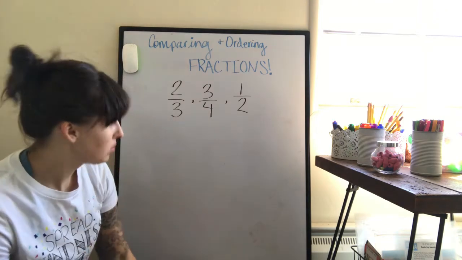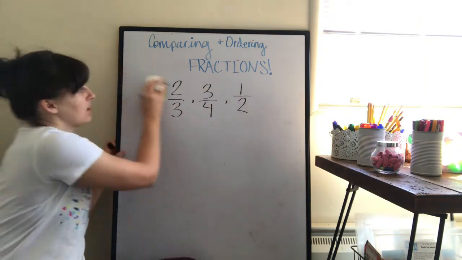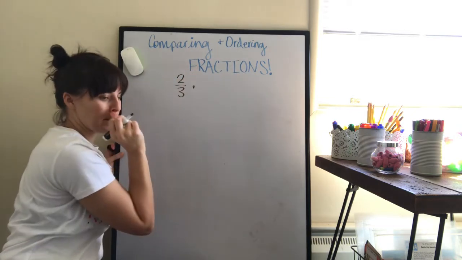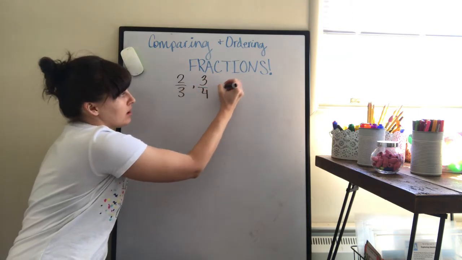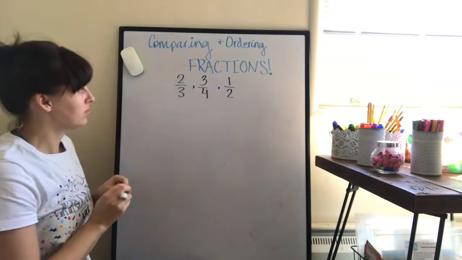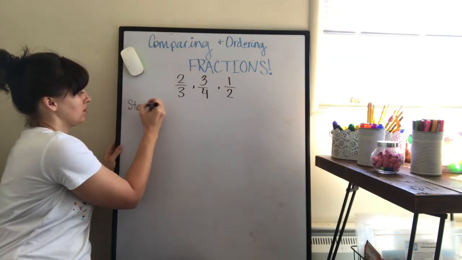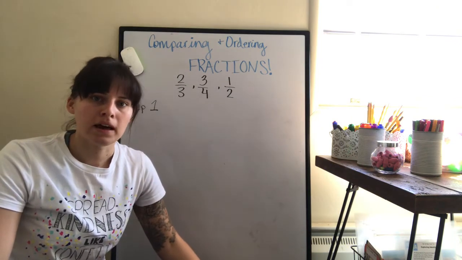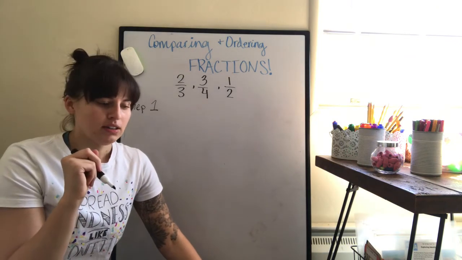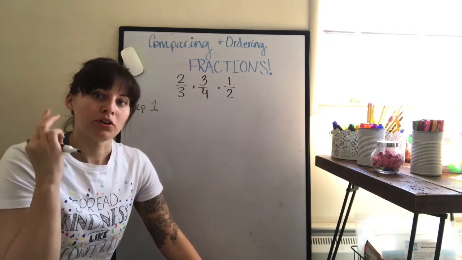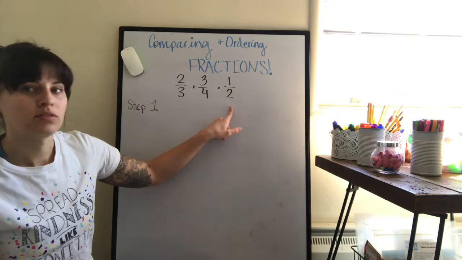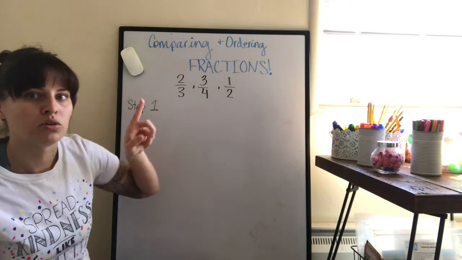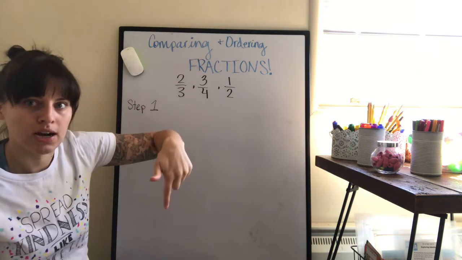And the first thing we're going to do, and I'm going to make these a little smaller: 2/3, 3/4, and 1/2. And we're going to do step 1. When we used to find multiples in class, we used to make a T-chart. We're going to do that again, but with the 3 denominators that we have. What are our 3 denominators? 3, 4, 2. Remember, numerators are up, denominators are down.